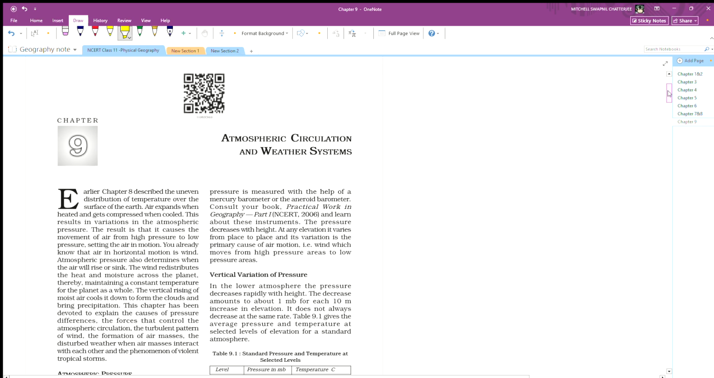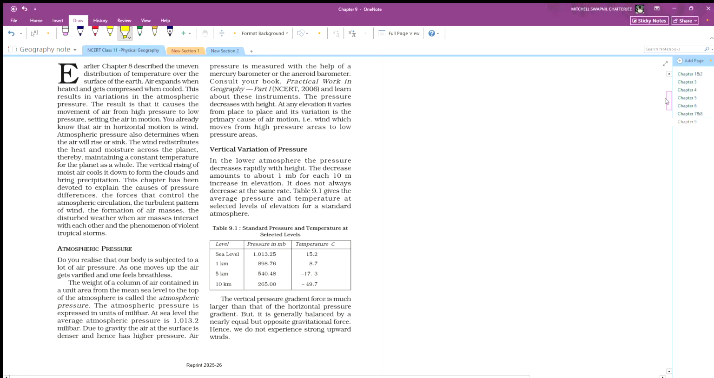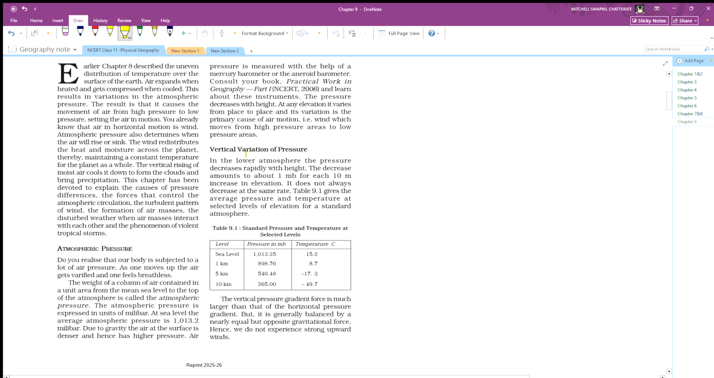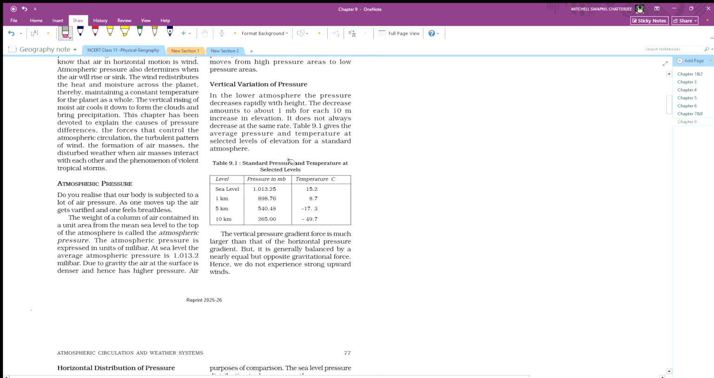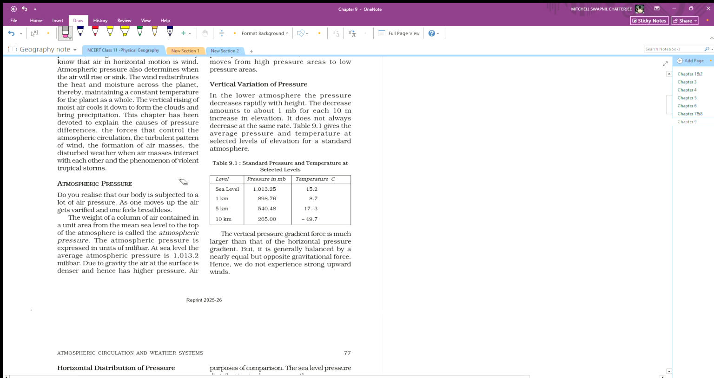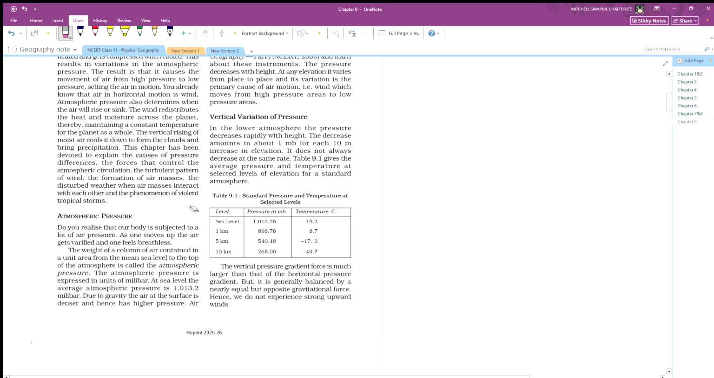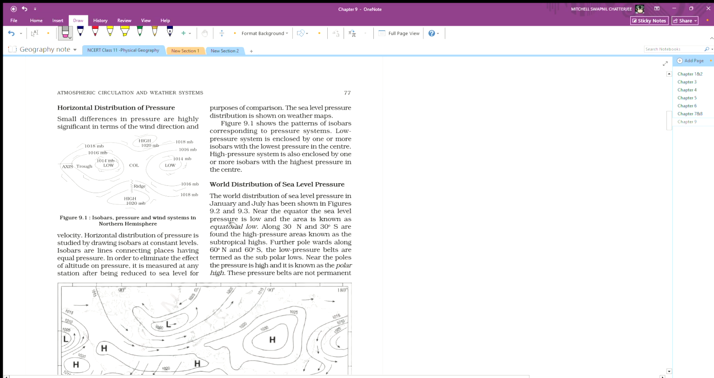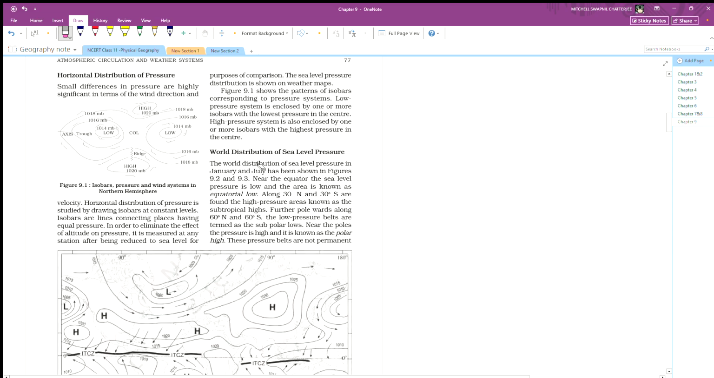Let's go through the structure of the chapter. First of all, we have to read about atmospheric pressure, then vertical variation of pressure, then after that the horizontal distribution of pressure. Now, this is variation and this is distribution, so this is a whole different topic. Small differences in pressure are highly significant. Then the world distribution of sea level pressure, so there is different pressure at sea level.